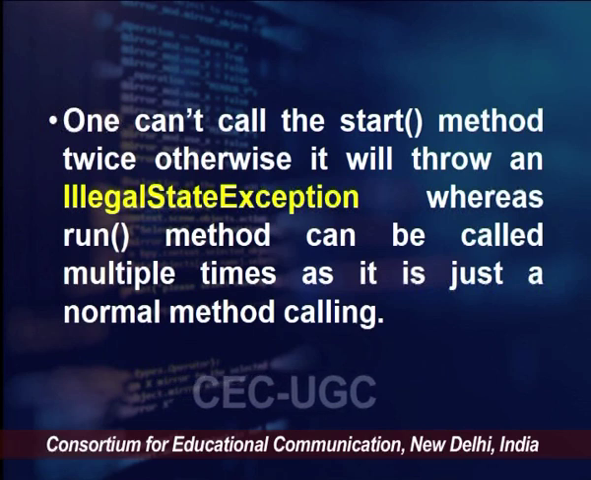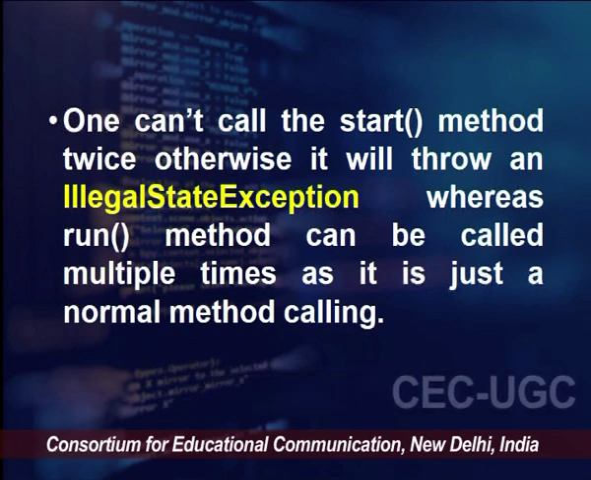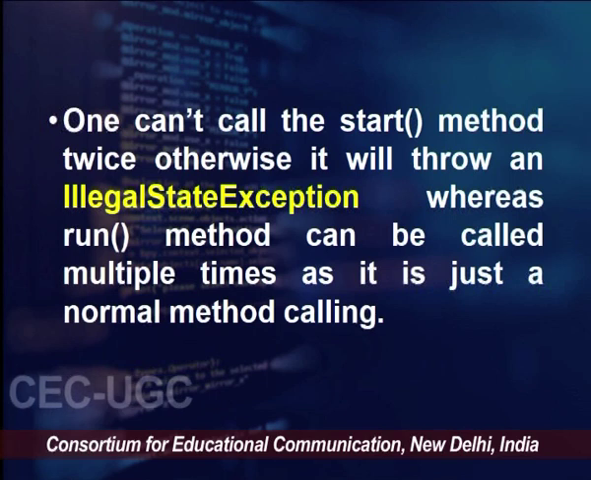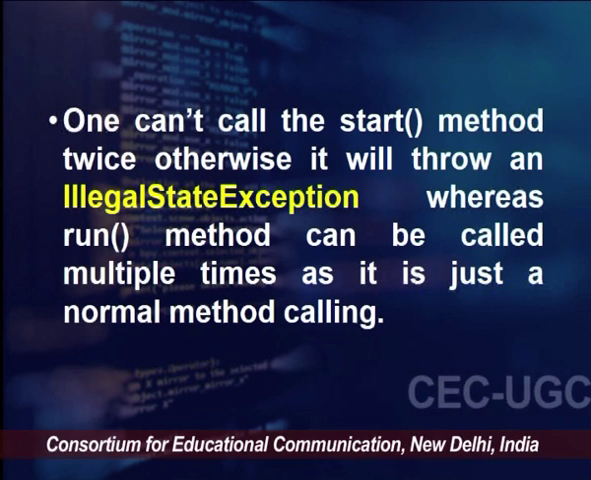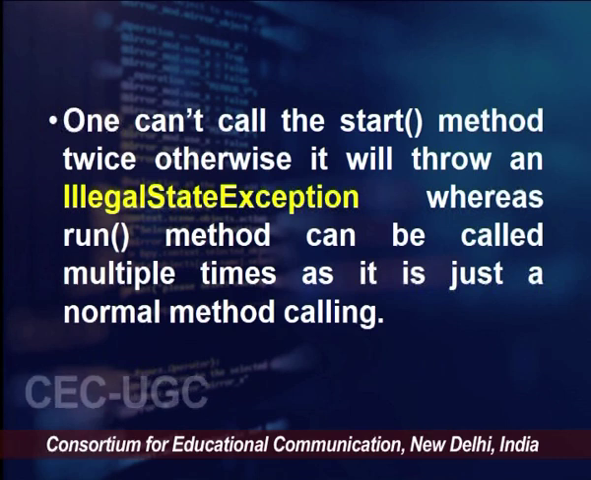So, we understood the difference between the start method and the run method with the help of a program, but theoretically we also need to explore more between these two. One cannot call the start method twice. If we say t.start() and then t.start() again, it is going to throw an illegal state exception. Why? Because you cannot generate the same thread twice.